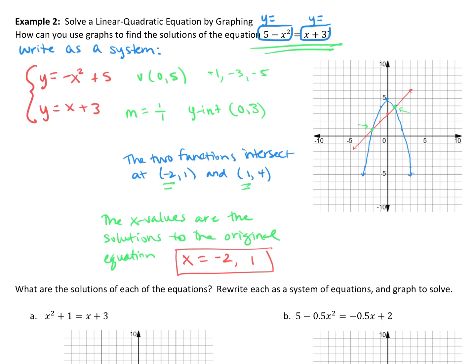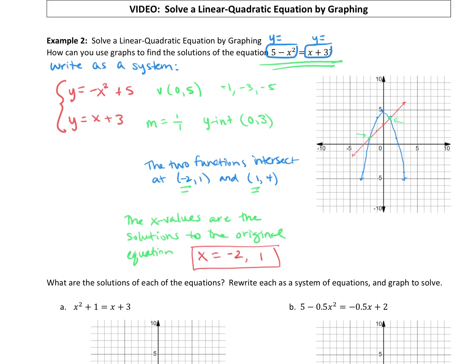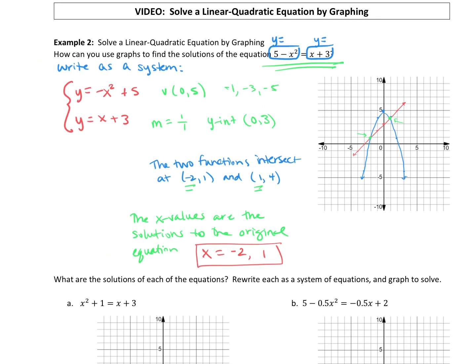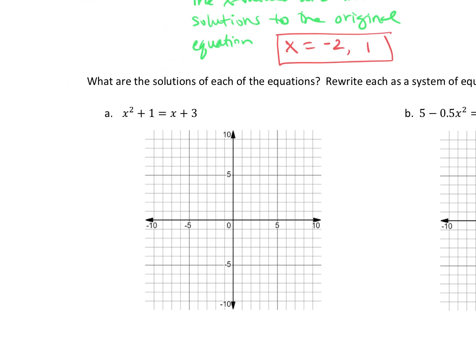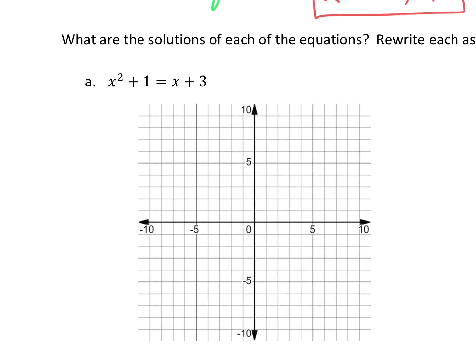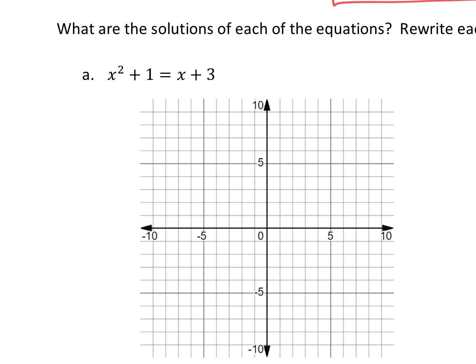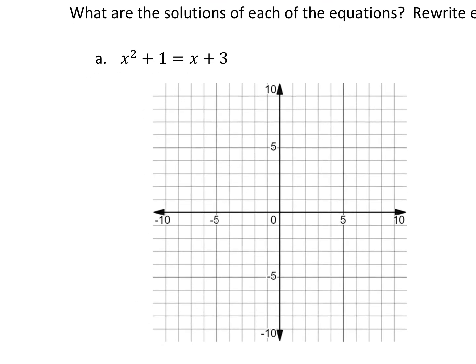Okay, we have 2 more. We're going to run through these a little bit faster. Hopefully you get the idea. Let's take a look. All right, so what are the solutions to the equation? So part A, here's our next equation. First thing we're going to do is recognize that we can rewrite this as a system. We can say that y equals x squared plus 1 and y equals x plus 3.